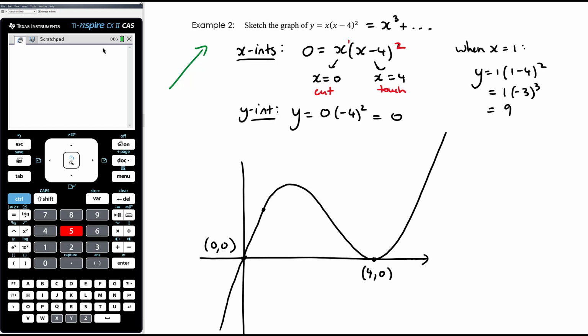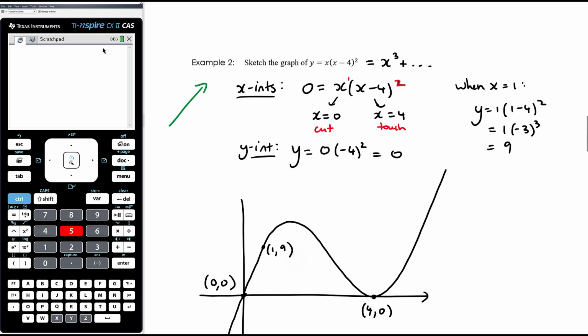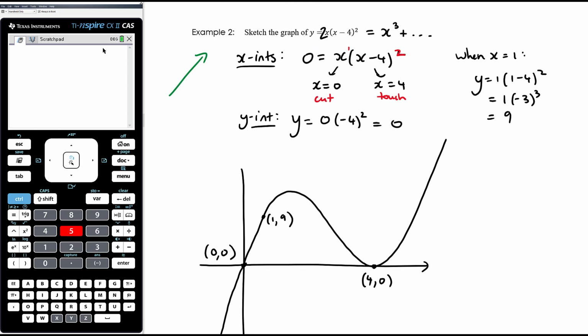So maybe we just mark a point somewhere. Gives us a sense of, you know, that it's not 2 times this or 10 times this, that it's just 1 times this. Obviously, if the graph was 2 times all of this, this would be the point 1, 18. Okay, so that's where just having a point somewhere defines that for us.